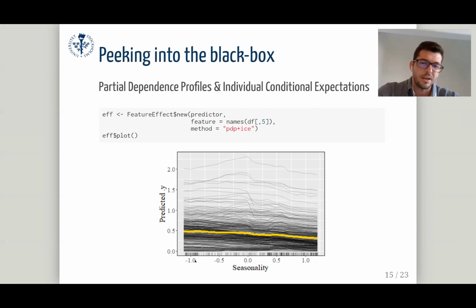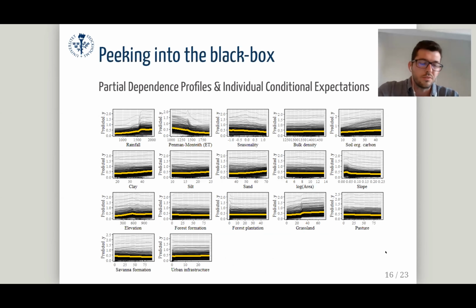And this black bar at the bottom shows where the data usually concentrates. So it's the regions where you have a higher confidence in how the predictions change. And the yellow line is the partial dependence profile. It's the global behavior for the entire data set, in the context of how changing seasonality changes the prediction. And you can do this for all the variables that we used.